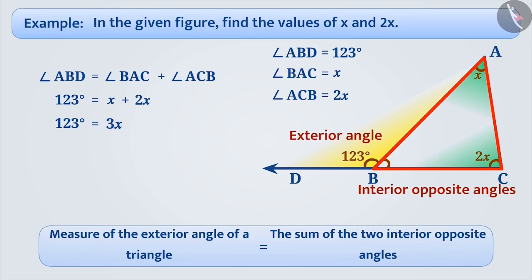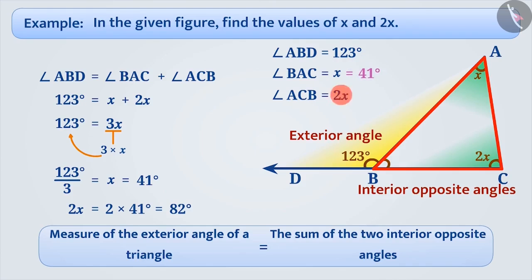We have to find the value of x here. On this side, 3 is multiplied with x. If we bring 3 to the other side, then we will have to divide 123 by 3. When we divide 123 by 3, we get x is equal to 41. So, 2x is equal to 2 multiplied by 41 degrees, which is 82 degrees. The value of x is 41 degrees and the value of 2x is 82 degrees.